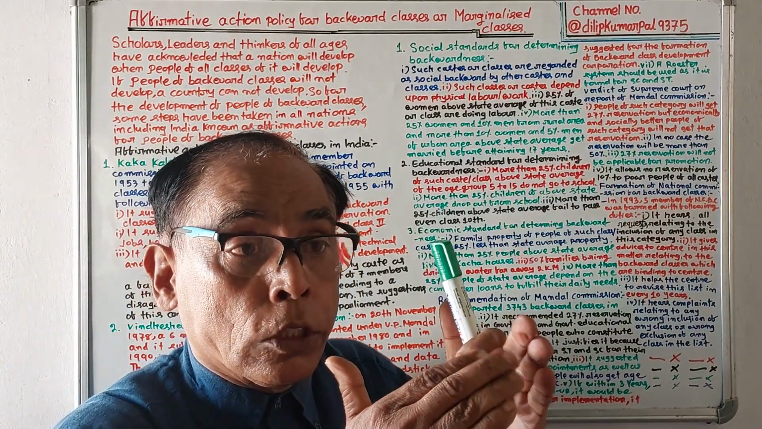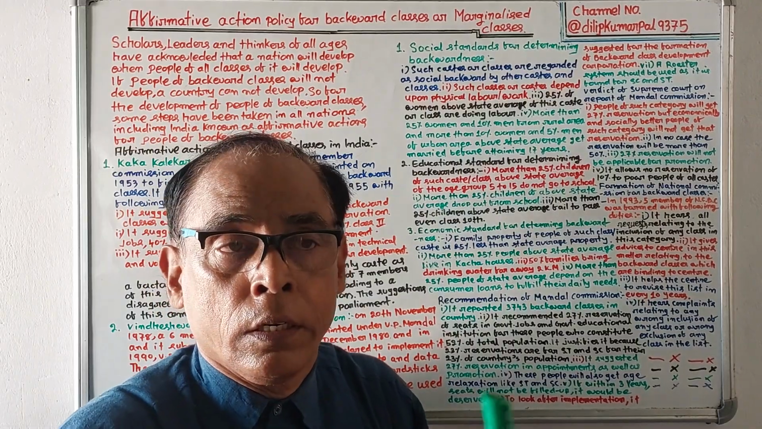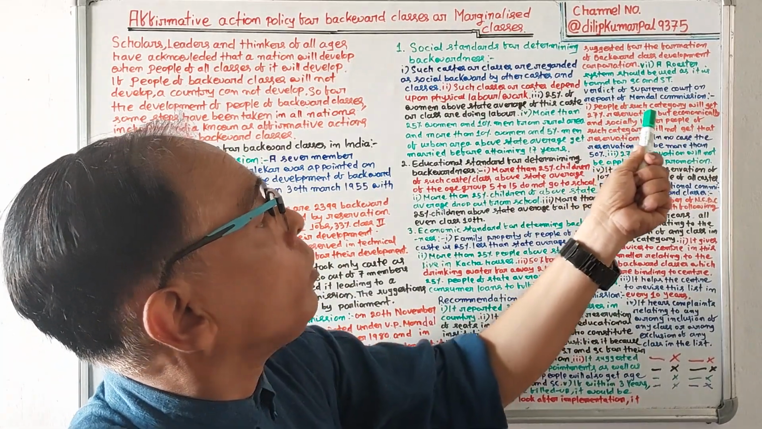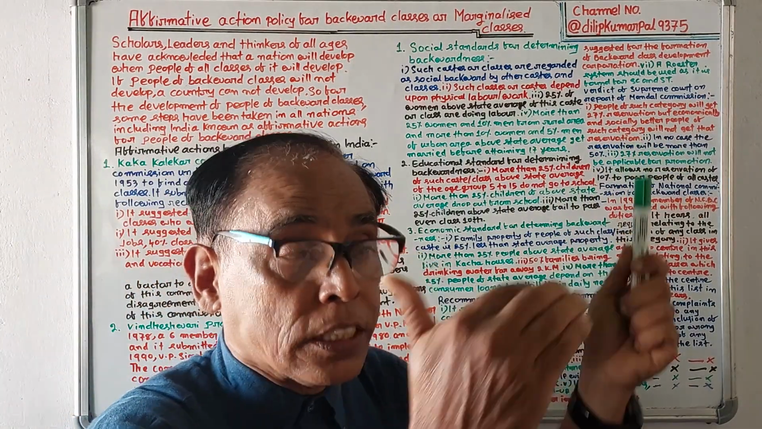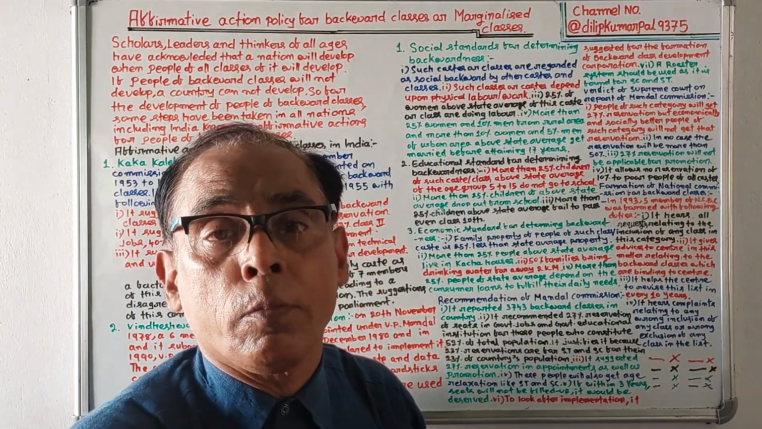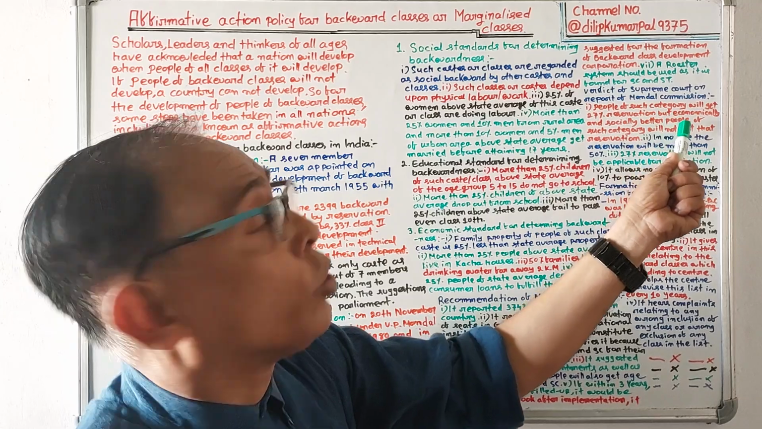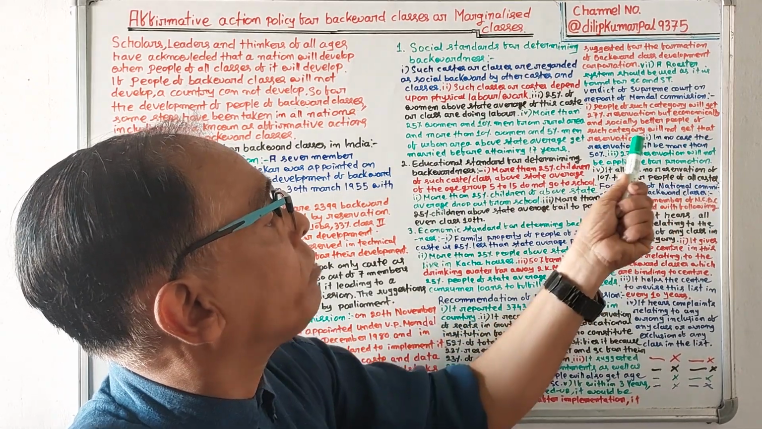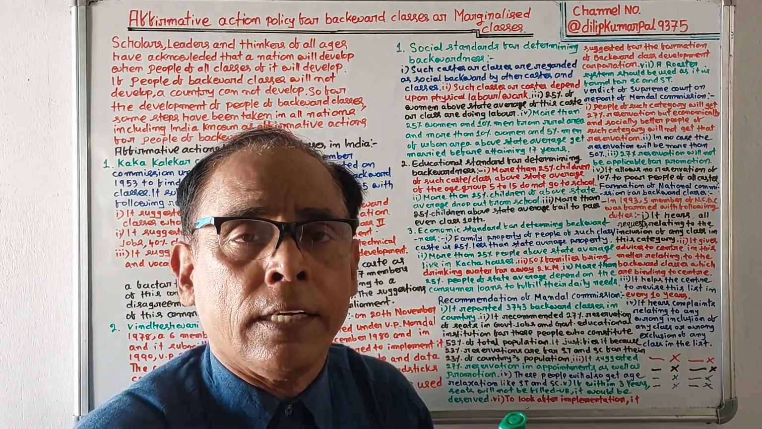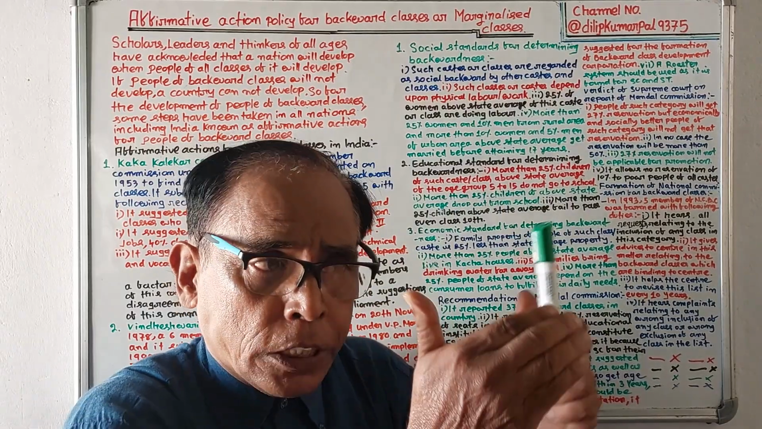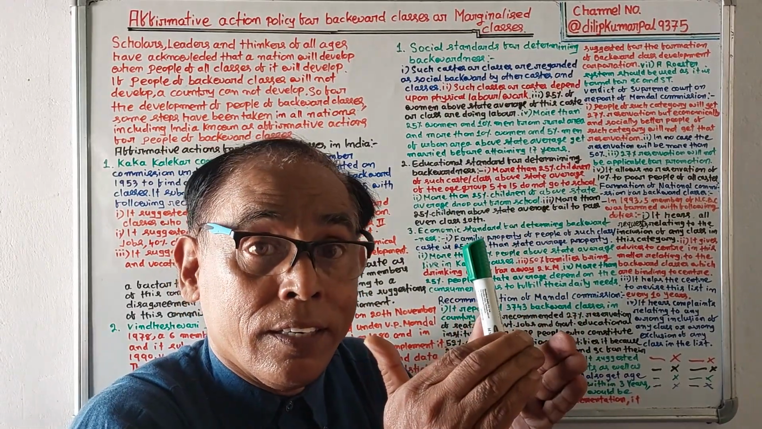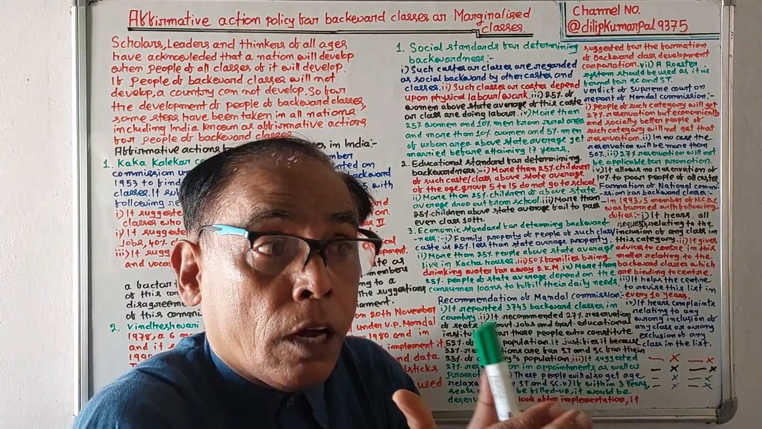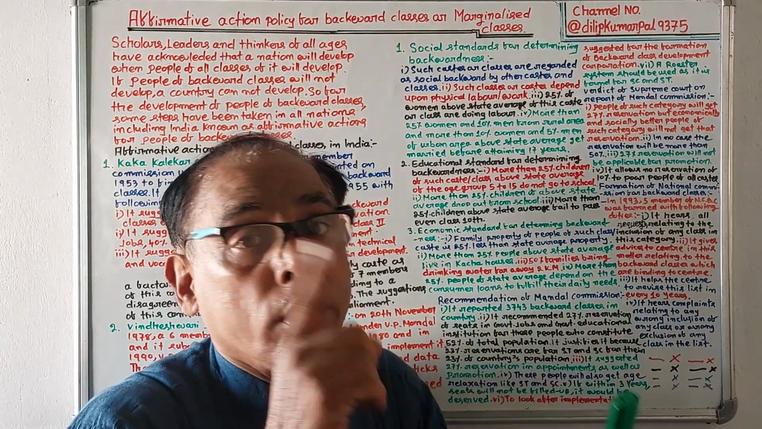Then the Supreme Court gave its verdict on the recommendation of the Mandal Commission. What was the verdict? People of this category will get 27% reservation, but the economically and socially better people of this category will not get reservation.